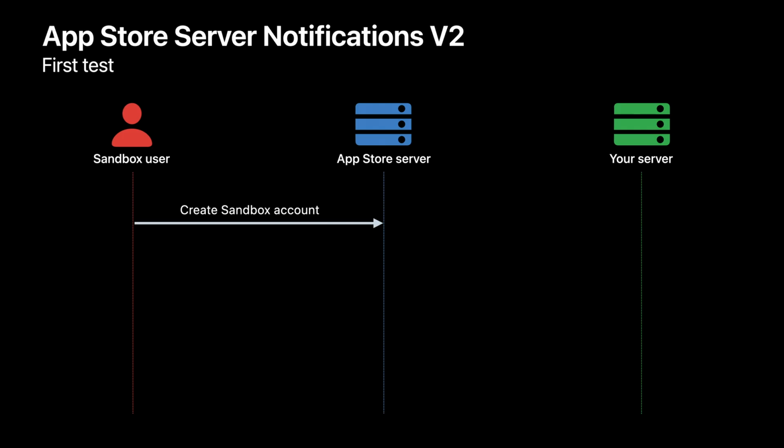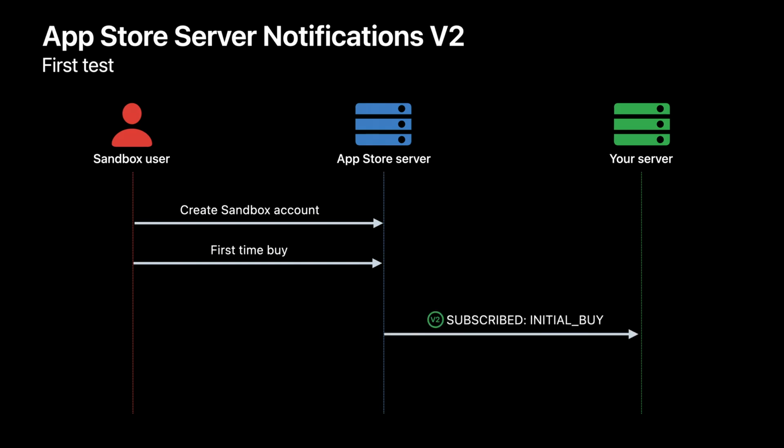You might set up a Sandbox account just to trigger a notification through a user action. For example, let's say you perform a first-time buy of a subscription using that Sandbox account. You should receive a v2 notification of type subscribed and subtype initial buy. But what if that notification doesn't come? You might wonder if there was an issue with your server or the steps you took to trigger a notification. This situation can generate a lot of uncertainty right as you're getting started.